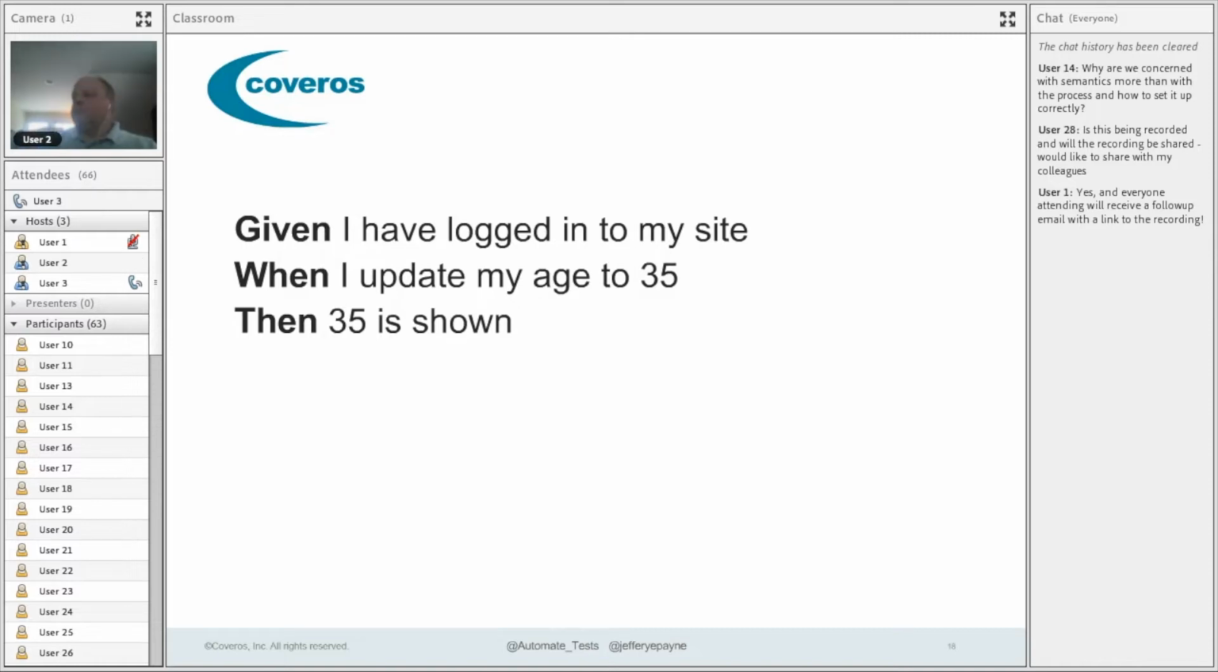I can have multiple givens if I want. Ideally, I only do one action, and then I have one verification that I'm looking at. Because as soon as I have more than one action, what is it that I'm really checking? Am I checking the first action or the second action? Why shouldn't I have a check?